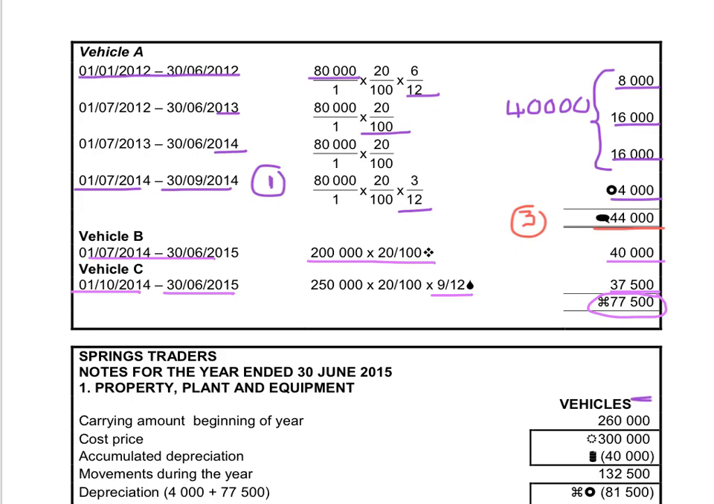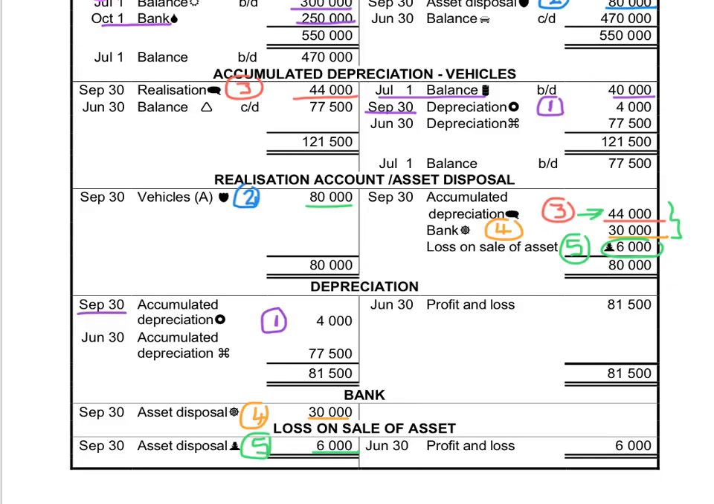Although we calculate depreciation on vehicle B and C, we must only record the total amount as one entry in the ledger account for depreciation. The depreciation account will be debited to increase the expense, and accumulated depreciation will be credited with a 77,500 to increase your total accumulated depreciation.